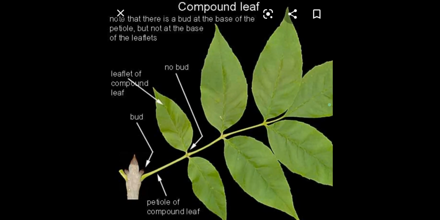Axillary bud is present at the base. Axillary bud is present at the base of the entire leaf. Simply remember it in this way. Next thing, that compound leaf.